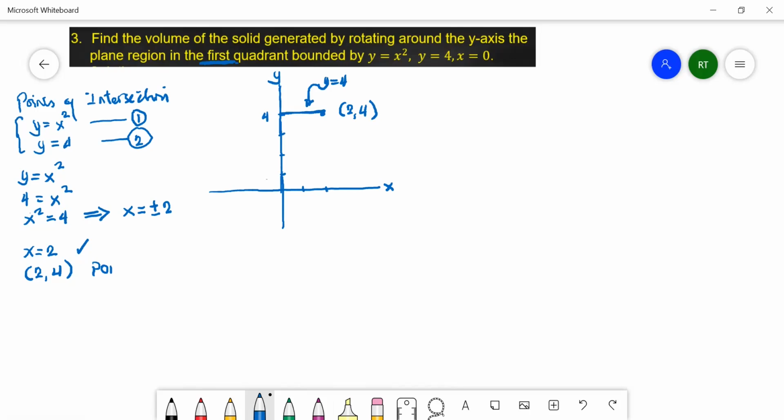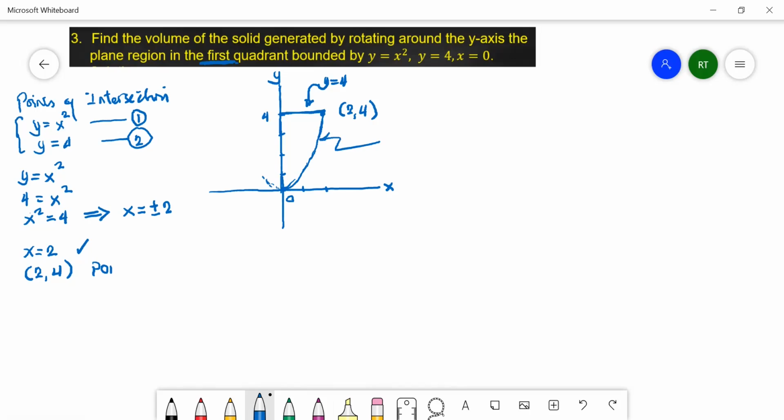And we can now draw the parabola. The parabola y is equal to x squared, or x squared is equal to y, is a parabola with vertex at the origin and it opens upward. This is the vertex at 0, 0. This is the origin at 0, 0. And we can now draw the parabola opening upward, vertex at 0, 0, and intersecting y is equal to 4 at 2, 4.